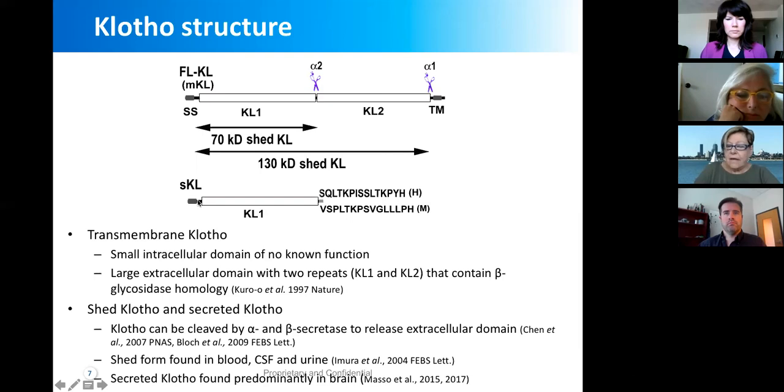There is another differentially spliced isoform of Klotho, which is identical to KL1, but has a little tail of 15 amino acids, which are very different between human and mouse, which is interesting by itself, thinking about evolution. And our collaborator in Barcelona, with the first author Masso, showed that this form is predominantly expressed in the brain.